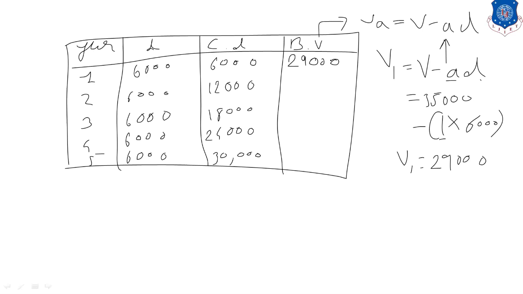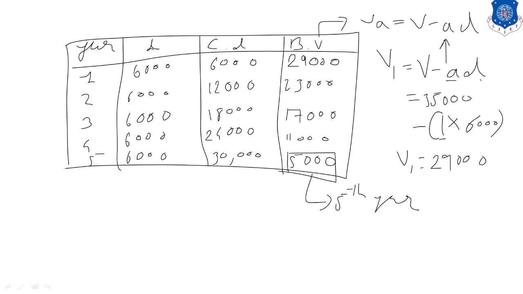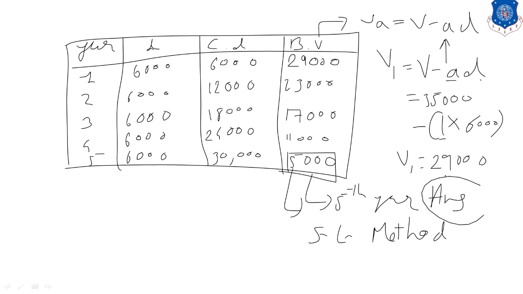Similarly, if we calculate for the second year, we will get $23,000. For third year, we will get $17,000. For fourth year, we get $11,000, and for fifth year, we will get $5,000. So this is the value at end of the 5th year for that particular equipment by using straight line method. So this becomes our answer.